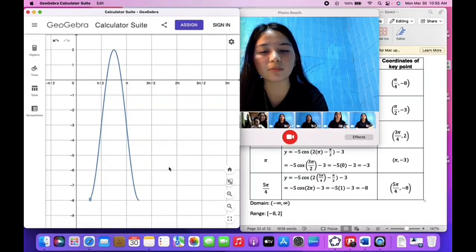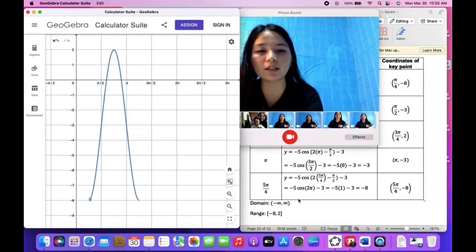And let's identify the domain. Our domain is all real numbers, negative infinity to infinity.